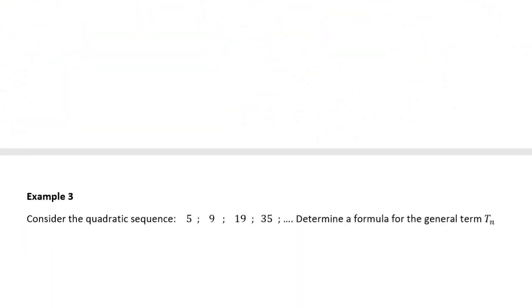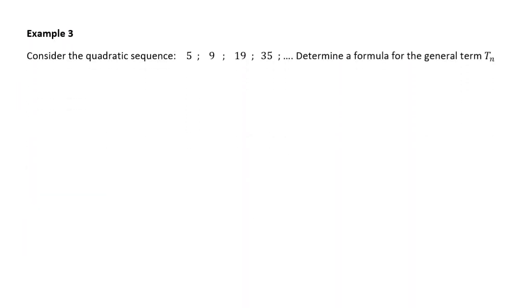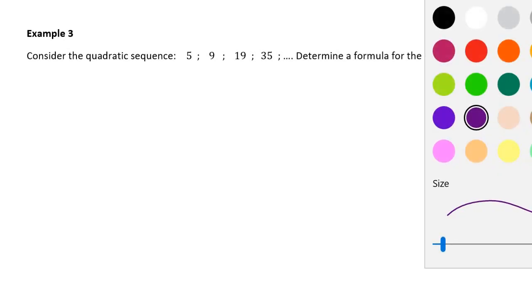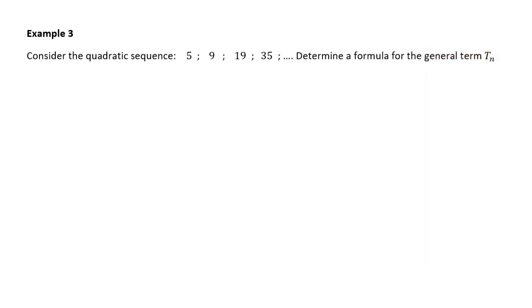Okay, so let's look at an example where we're going to use this. This question says, consider the quadratic sequence 5, 9, 19, 35, determine a formula for Tn. Now if they hadn't told me it was quadratic, I could have checked. So let's check. What's my first difference? That's 4. This is 10. And this is 16. Now I wasn't expecting a constant first difference because it's quadratic.